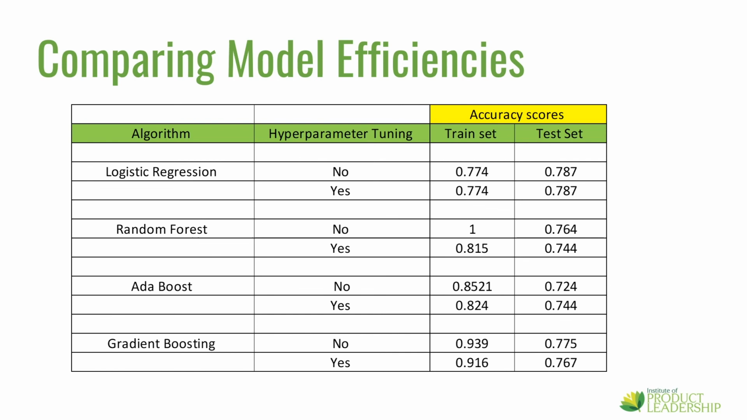Except for logistic regression and random forest, the other two algorithms, namely AdaBoost and gradient boosting, seem to have improved their test scores via hyperparameter tuning. However, for logistic regression, the test score remains the same before and after hyperparameter tuning. Nevertheless, the logistic regression algorithm seems to be the best of all the four algorithms.